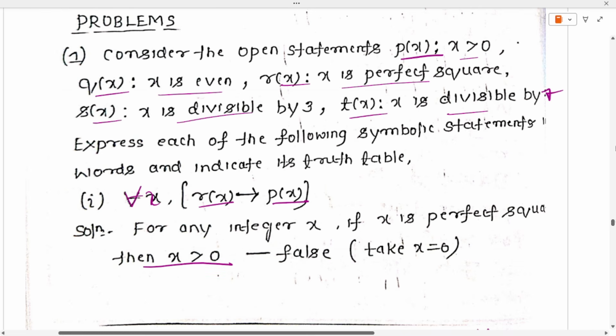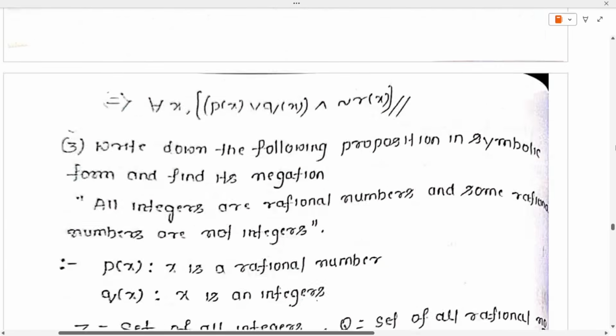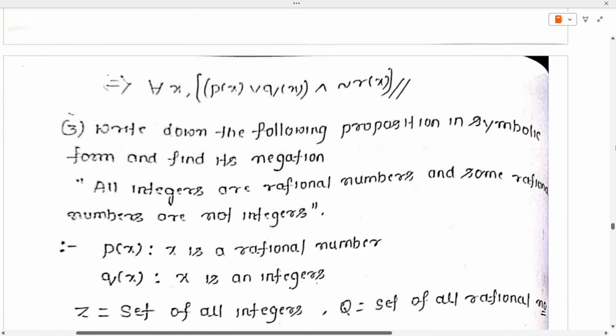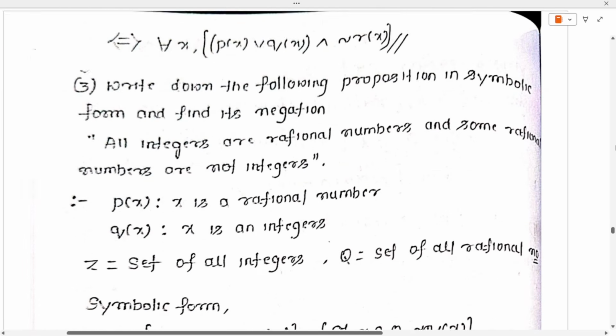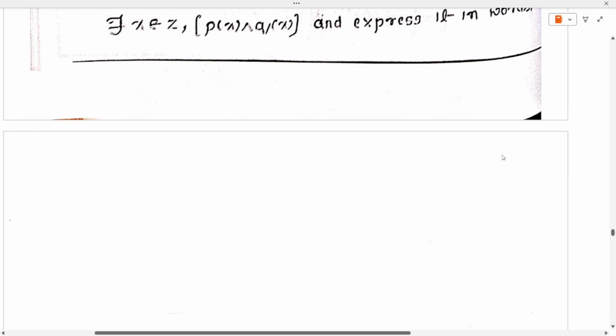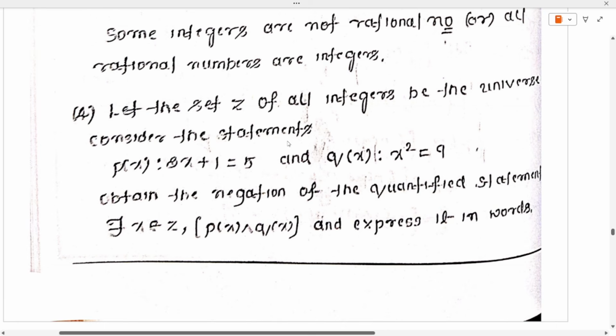x greater than 0, the value you will be substituting, that's all. Okay, here if you apply De Morgan's and commutative laws and all, you will get the answers. And if you have any doubts related to any questions, or if you find any answer you are not understanding, please do let me know in the comment box and I'll be clearing all your doubts.